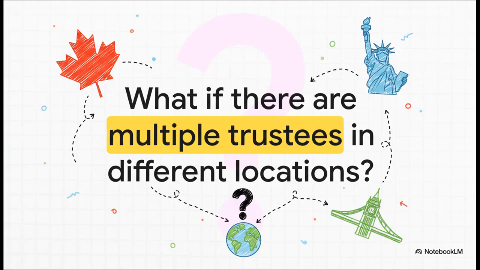So here's a question I get all the time. What if you have more than one trustee, and they're all in different places? Say you've got one in Toronto, one in New York, and maybe another one in London. How on earth do you figure out the residency then?